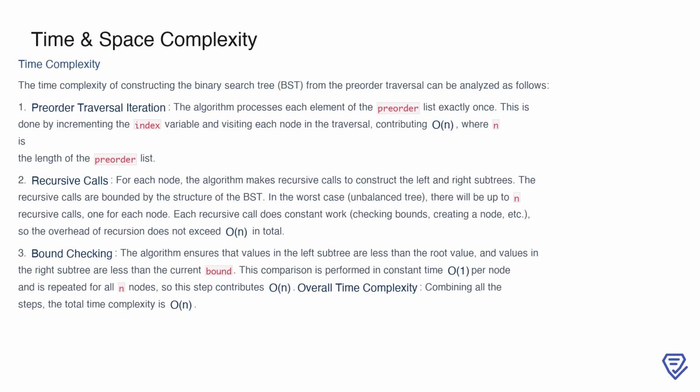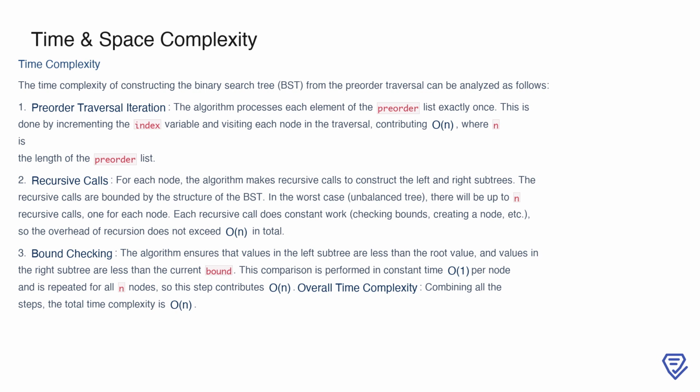To analyze the time complexity of constructing a binary search tree from its preorder traversal, we begin by considering the iteration through the preorder list. Each element in the list is processed exactly once as we increment the index and visit nodes. This contributes O(n) to the time complexity, where n is the length of the preorder list.